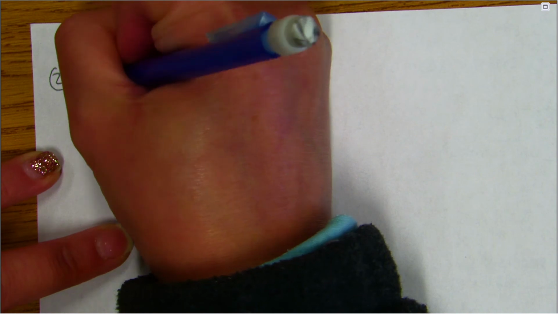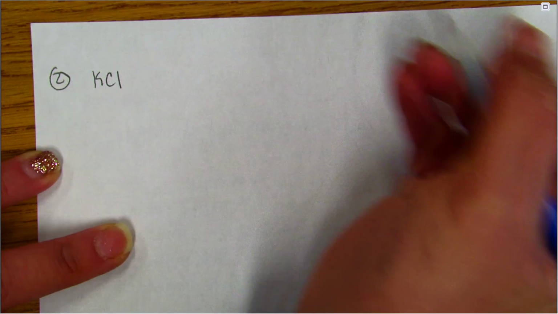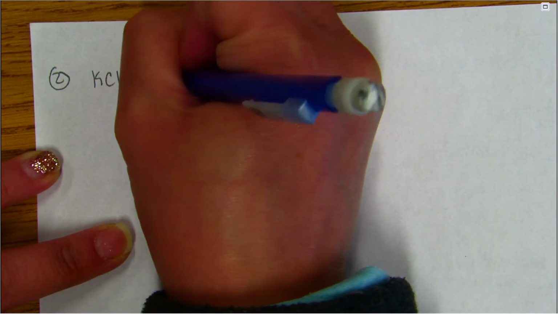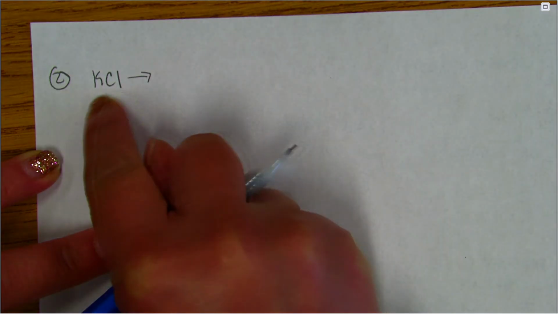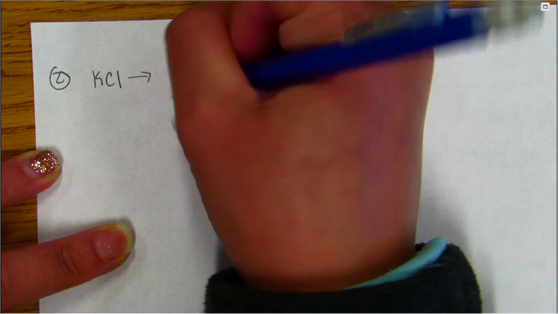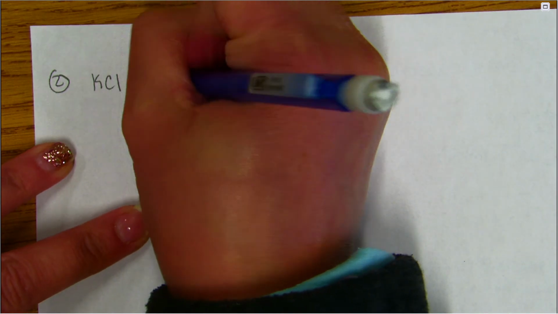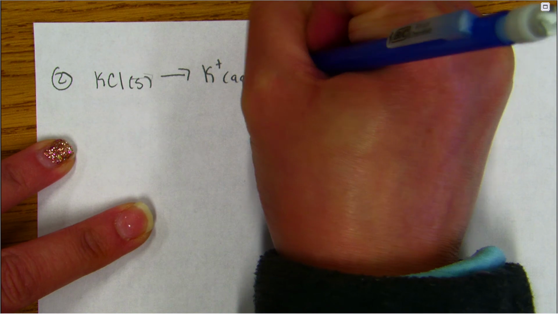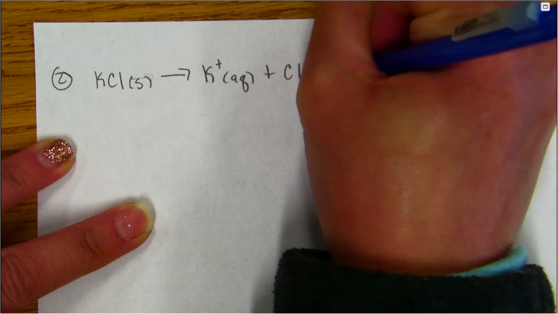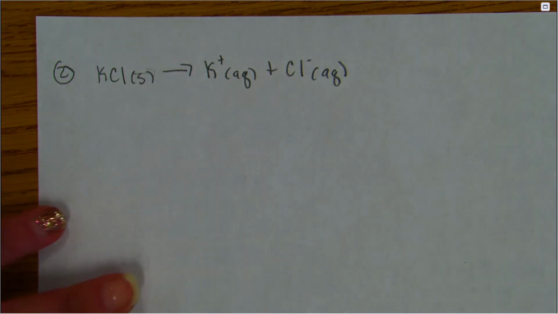So here's our reaction. All right, potassium chloride is going to be added to water. And so we know that ionic compounds dissociate into their ions. And now potassium chloride is in its solid form. So let's add in our states of matter. So when I dissolve something, I create ions. So I have a potassium and a chloride ion.